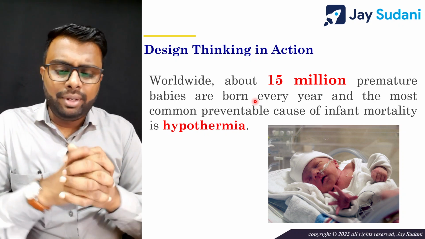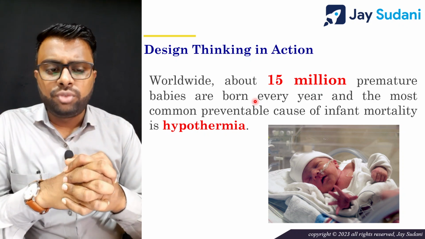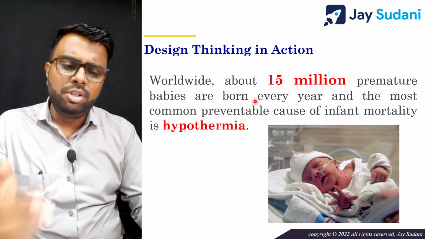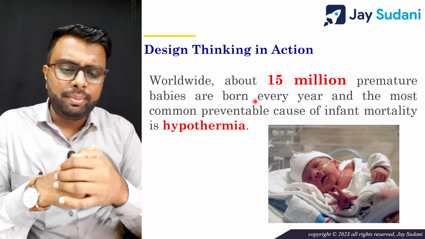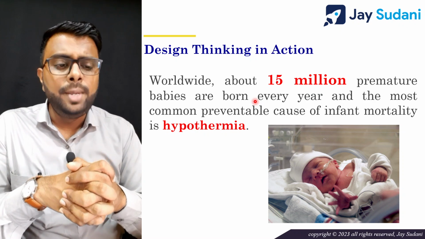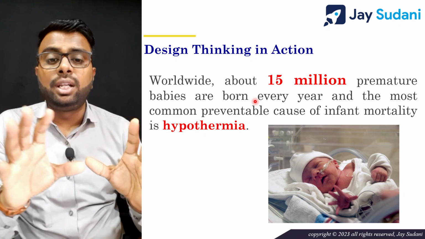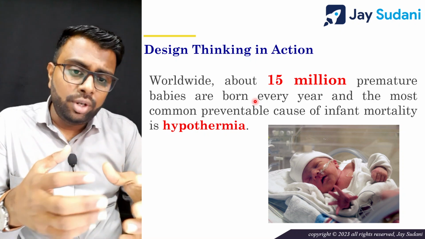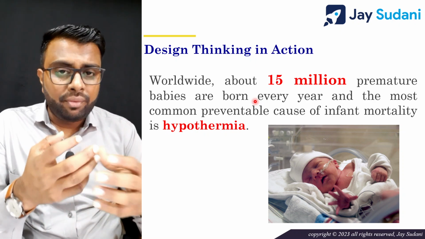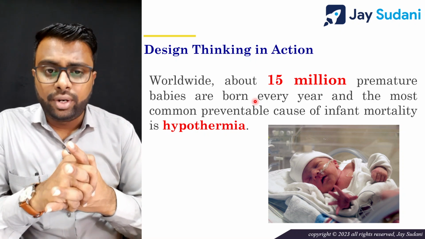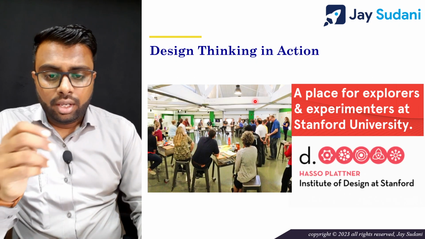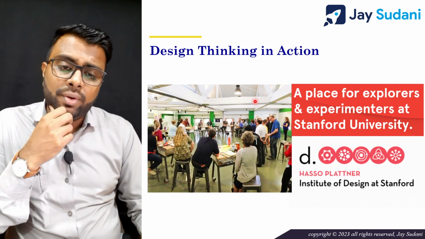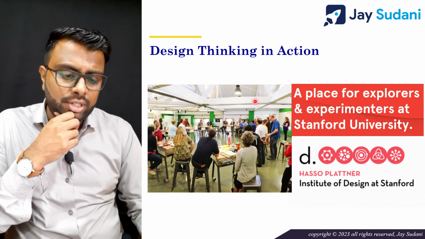So I hope worldwide across the world, you see almost 15 million premature babies are born every year. Premature babies means the delivery of the babies happens prematurely, before the 9 months they need to be. And the most common preventable cause of infant mortality is hypothermia. It is found in research that the most common preventable cause of mortality of infants is hypothermia. So this problem was given to the students of Stanford University's design school, the D School of Stanford University.